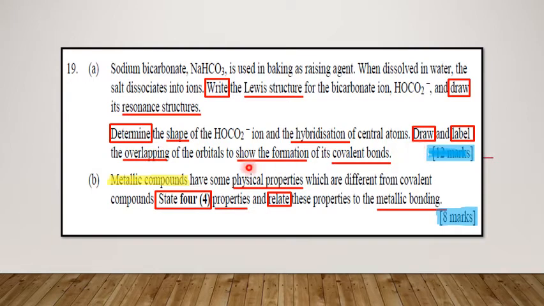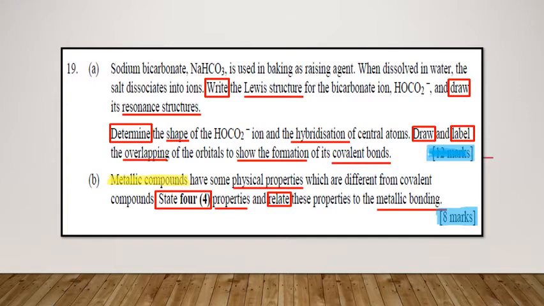Okay. B, metallic compound has some physical properties which are different from covalent compound. Okay, state 4. So state 4 normally 4 marks already. Properties. And relate these properties to metallic bonding. So meaning that you have to explain each of the properties with metallic bonding. So state 4 and then explain the 4, you get 8 marks.